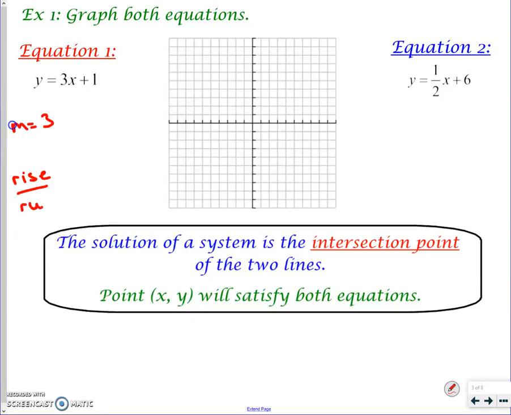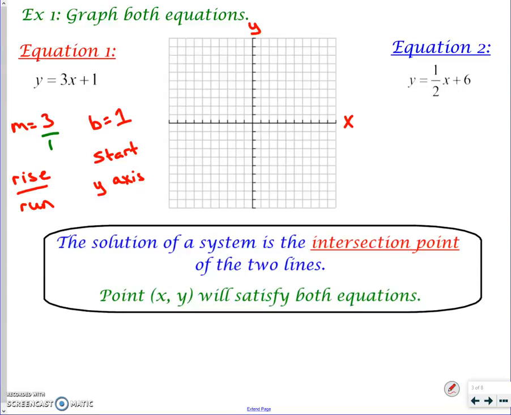But my issue here is I don't have the run part. So just remember we can turn any number into a fraction by putting it over 1. And then the b here is my 1. It is going to be my starting point on the y-axis. So I'm going to go ahead and graph this, guys. We need to note that the y-axis is our up and down axis. Our x-axis goes left and right.